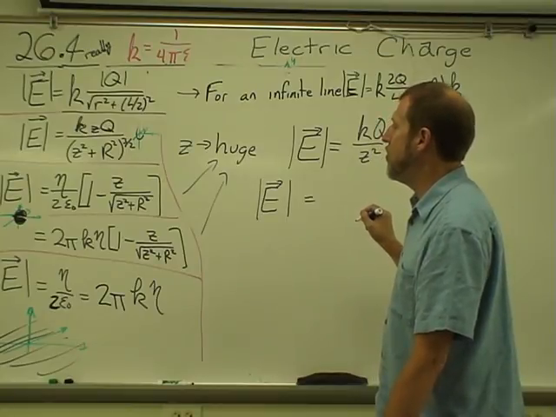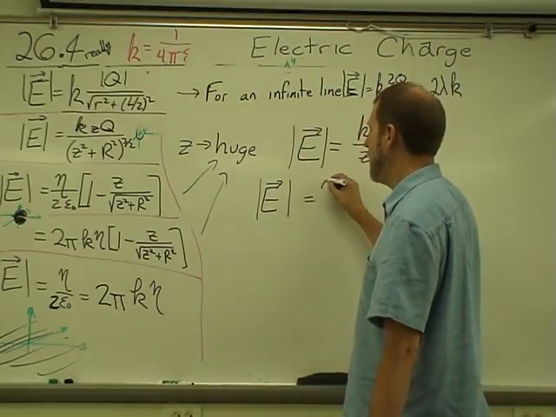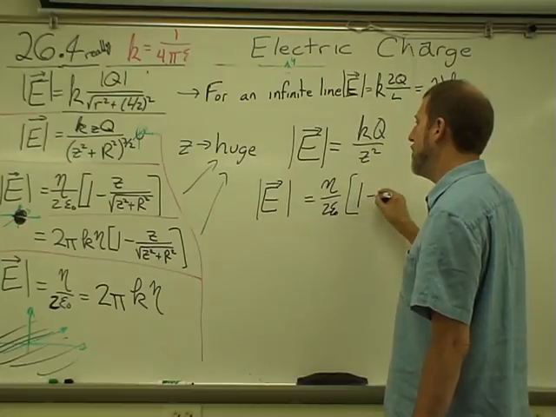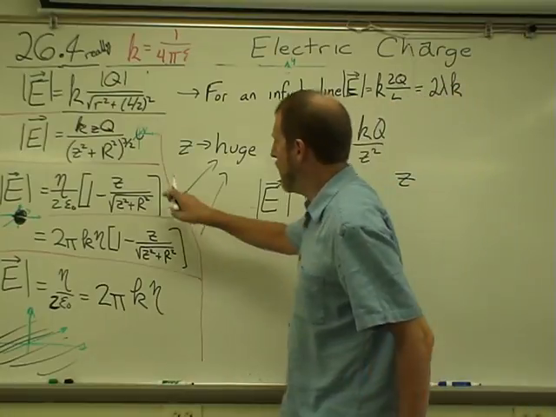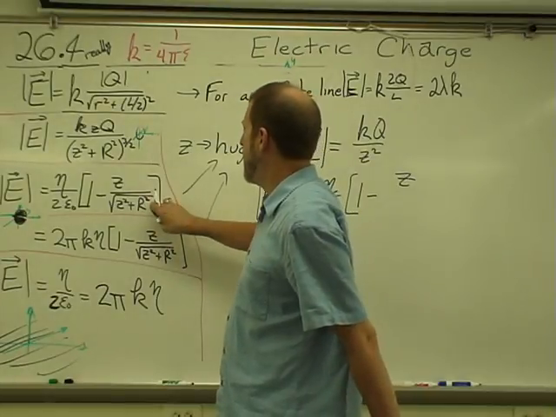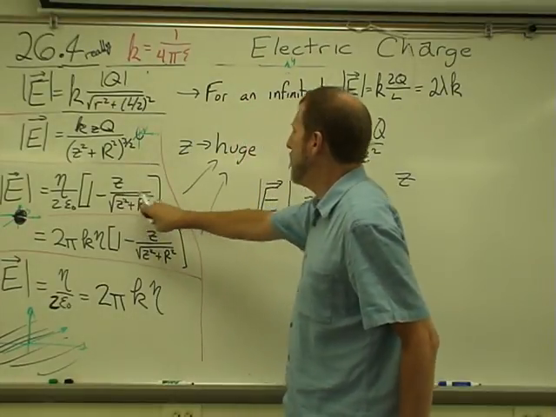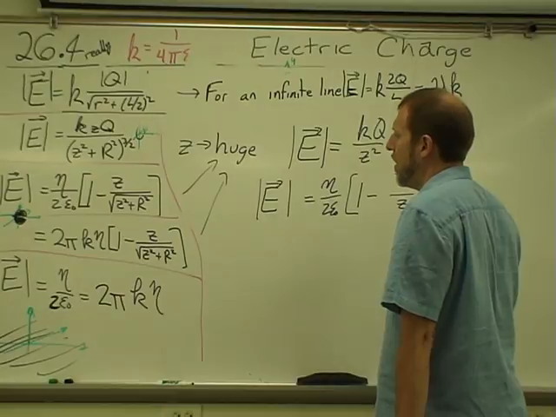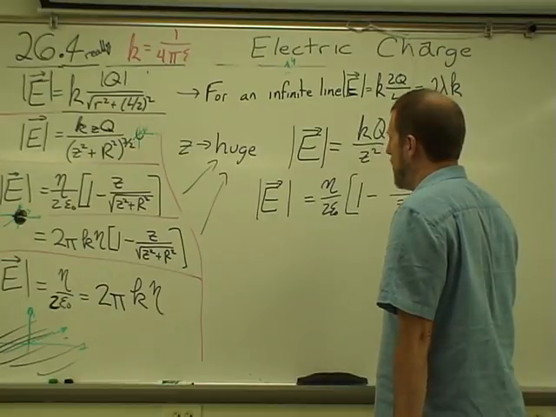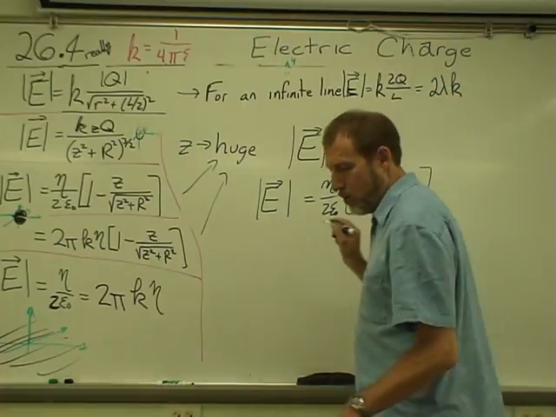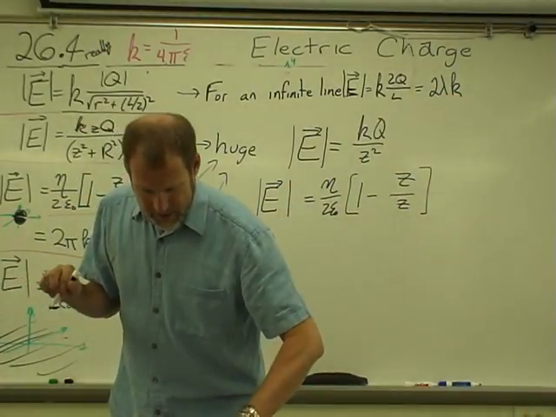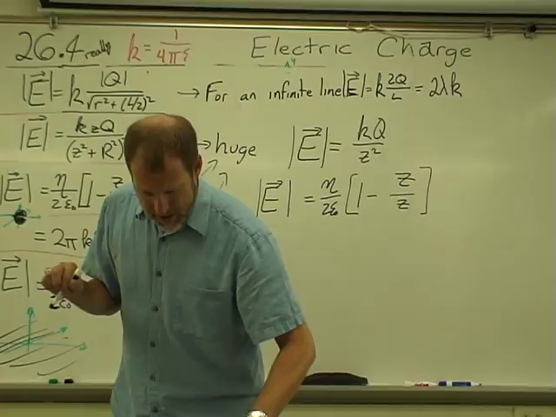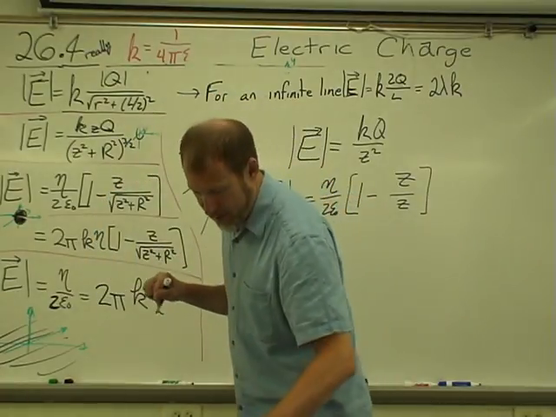well, let's see, if Z is huge, then I've got eta over 2 epsilon naught, to use the most compact writing of this, times 1 minus Z over, well, that's Z, the square root of Z squared, or Z. Which, let me double check. Right? 1 minus that.